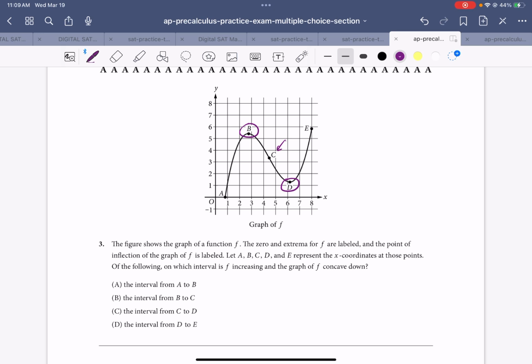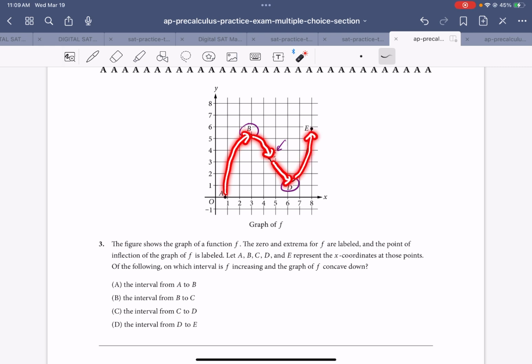So where is the graph increasing? You can say this one is increasing, or is it? You have to always look from left to right. So then this one is increasing, you can say, and this one is decreasing, and also this one is decreasing, and this one is increasing.